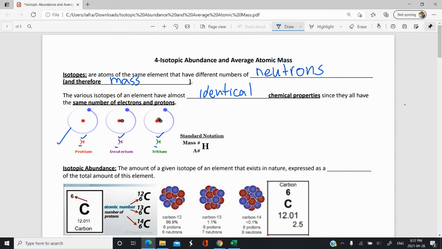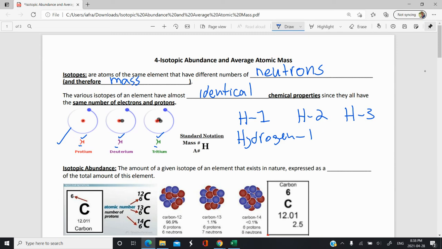And so if you want to write this out, for the protium there, the lightest hydrogen, you could write H1. For deuterium, you could write H2. And for tritium, you could write H3. Or if you want to write it with a name, you could write hydrogen-1, for example, and then -2 and -3 for the other ones. Okay, but it's kind of the same idea there.